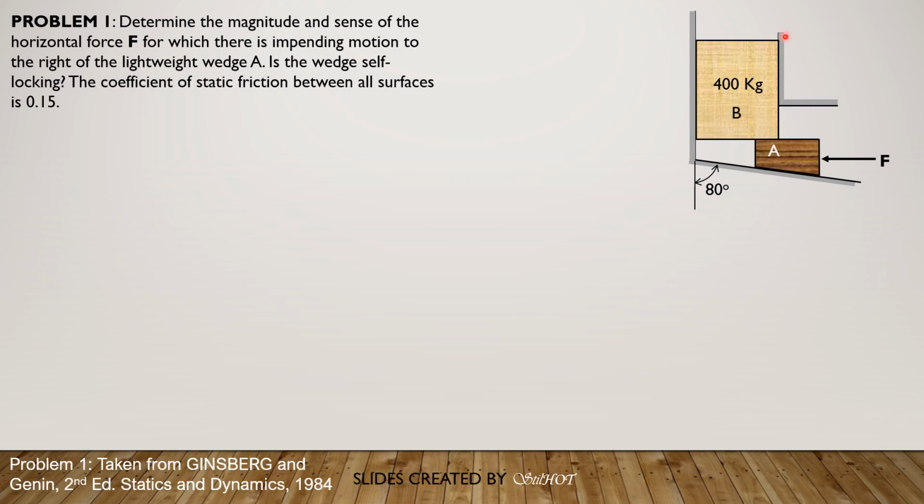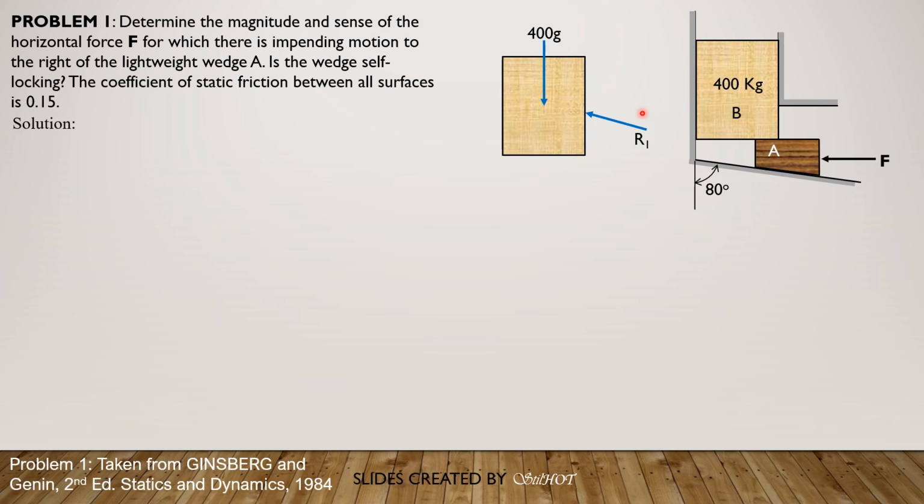So the reaction at this surface here would be up to the left, and the reaction at the bottom of this block B here would be up to the right. So this is the free body diagram of the 400 kilogram block. Its weight is 400 times acceleration due to gravity. Then R1 is up to the left because the block tends to move down when the wedge impends to move to the right, as given in this condition here.